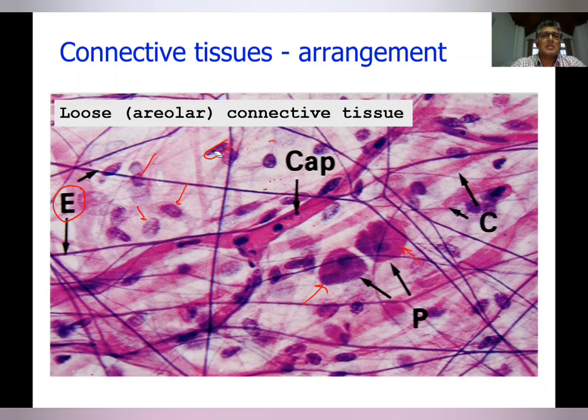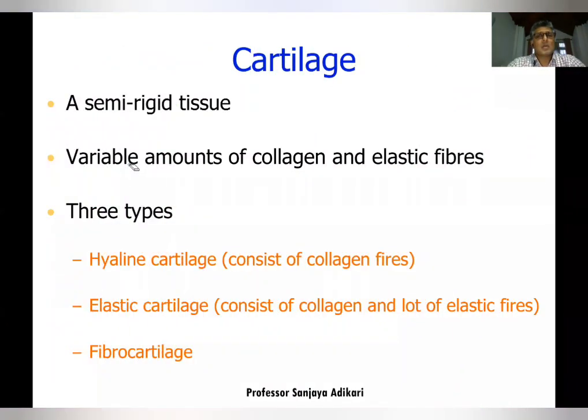So this is a simple connective tissue that I just showed. Then if we directly go to the cartilage structure, cartilages are semi-rigid tissues. They are not as tough as bones. They can bend to some extent. They can absorb shock and all that. And both collagen and elastic fibers are there in cartilages. But depending on the proportion of collagen fibers to elastic fibers, you get different types of cartilages.